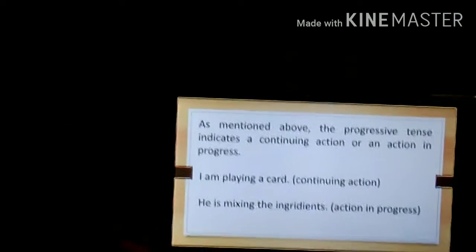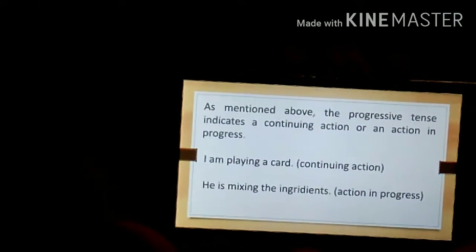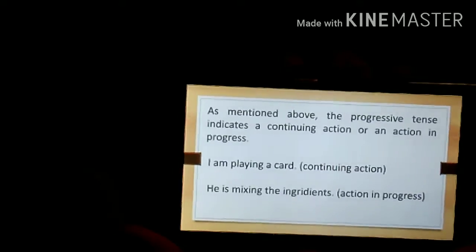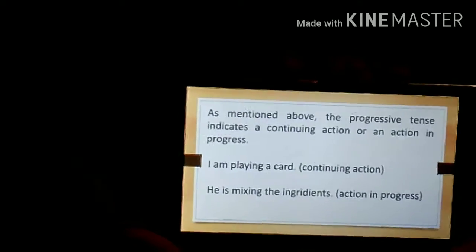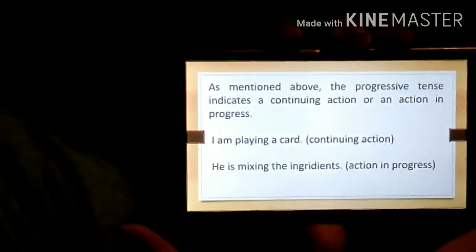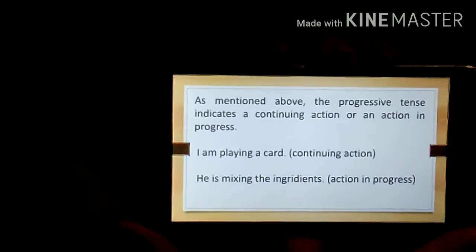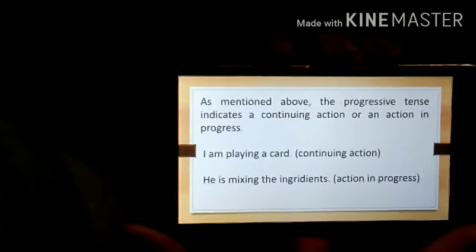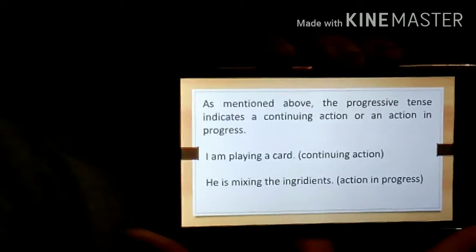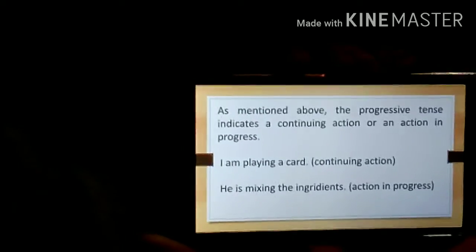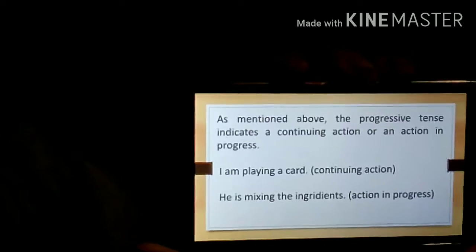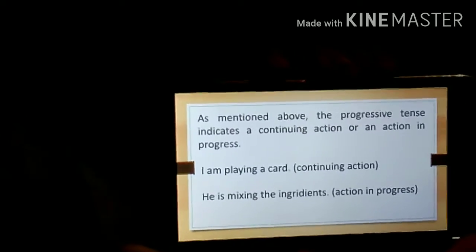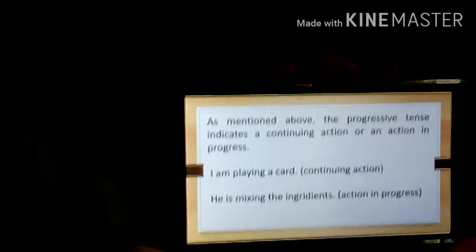As mentioned above, the progressive tense indicates a continuing action or an action in progress. For example, I am playing a card. This sentence is a continuing action. Therefore, this is an example of a progressive tense. Next, he is mixing the ingredients. This sentence is an action in progress. This is also an example of a progressive tense.